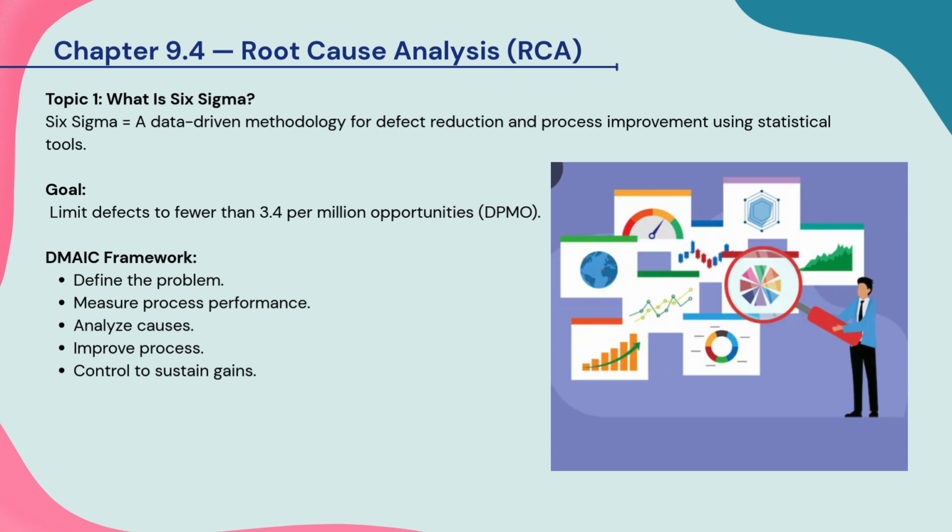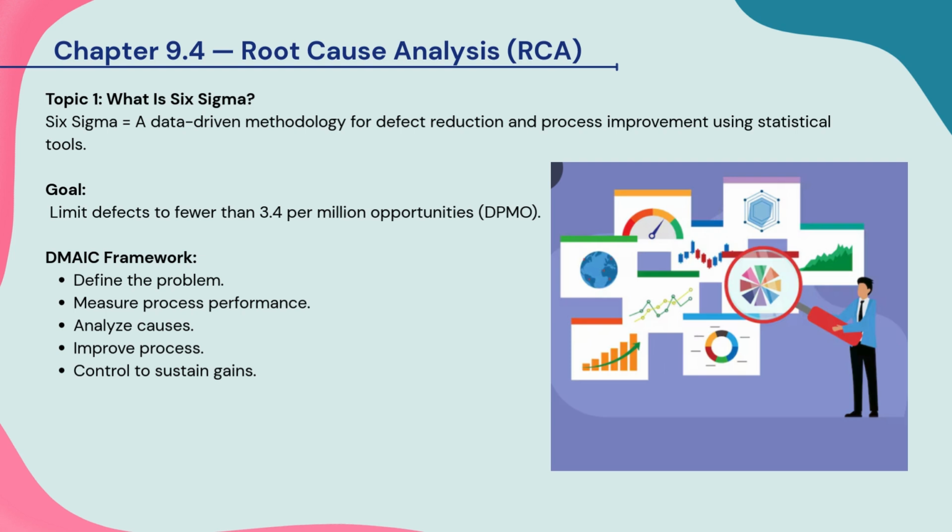Topic 1. What is Six Sigma? Six Sigma is a data-driven methodology that helps reduce defects and improve processes. It uses statistical tools to understand variation and eliminate errors. Goal: the aim is extremely high performance, fewer than 3.4 defects per million opportunities.